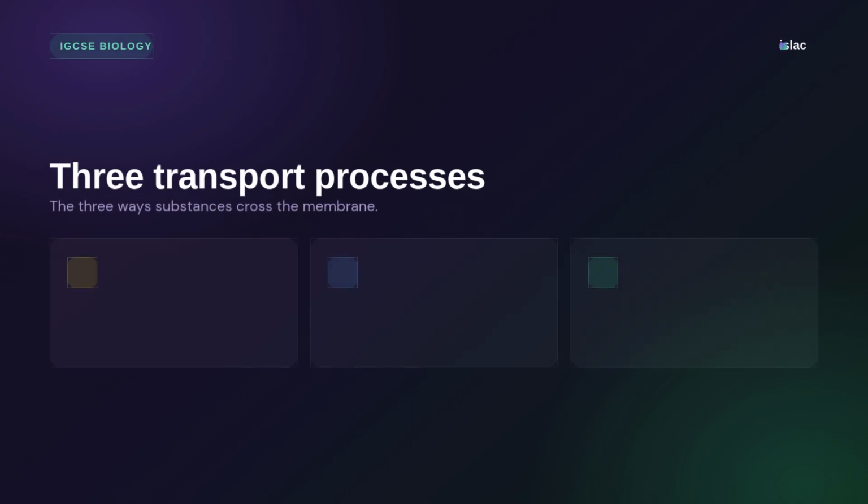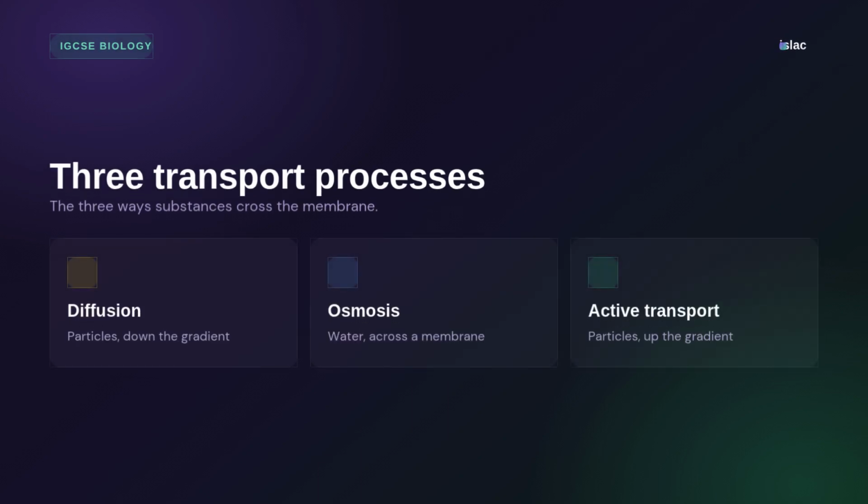There are three ways across. Diffusion moves particles down the gradient. Osmosis moves water across a partially permeable membrane. And active transport moves particles up the gradient. We'll take them one at a time.